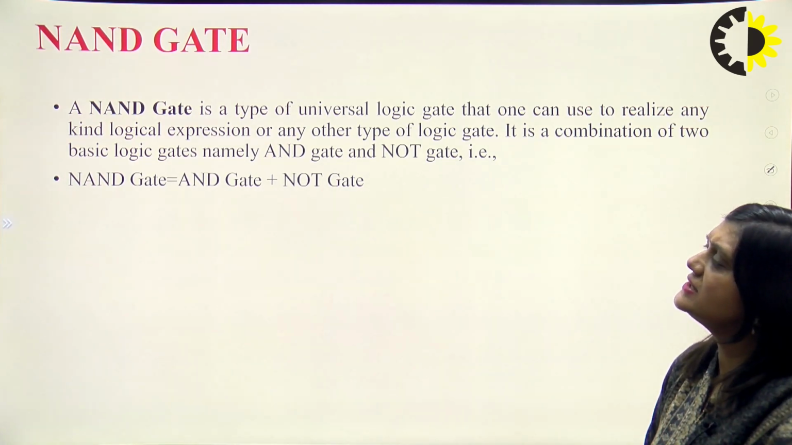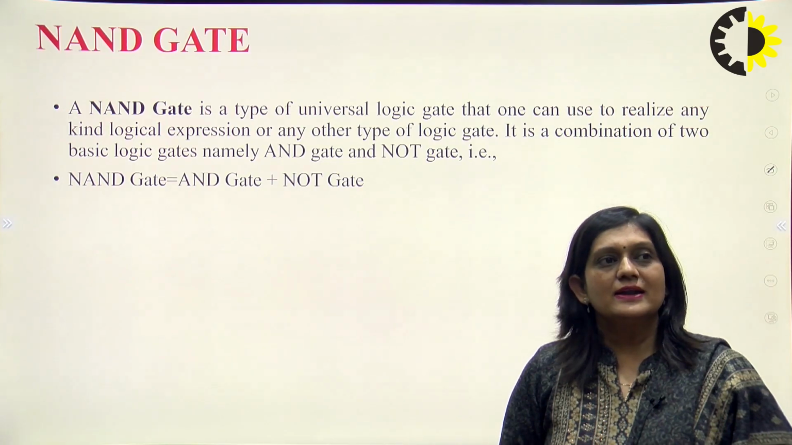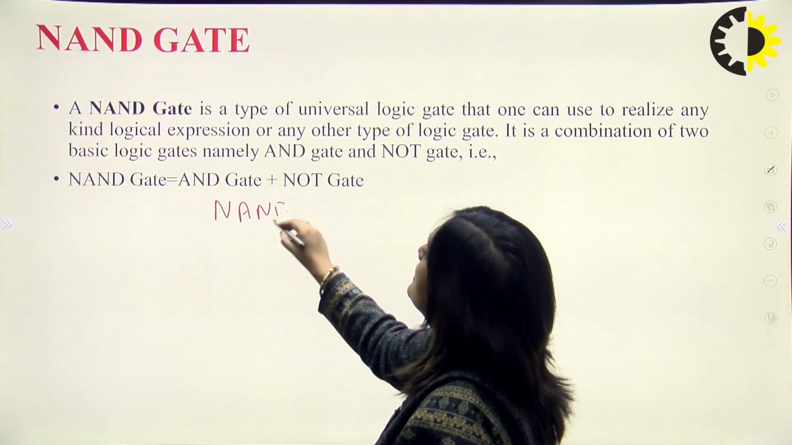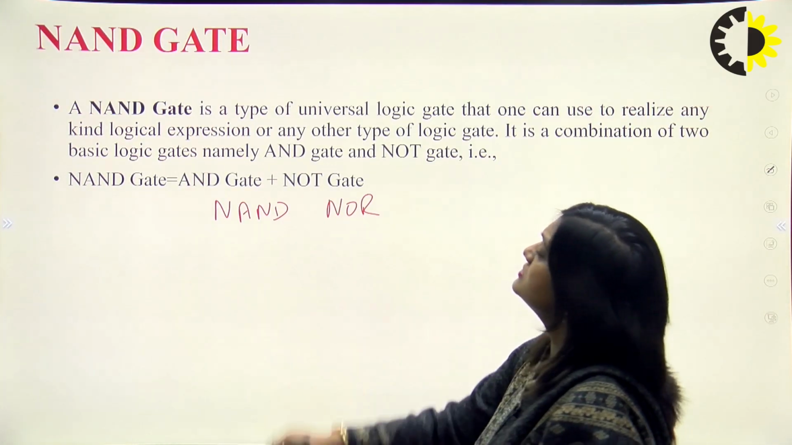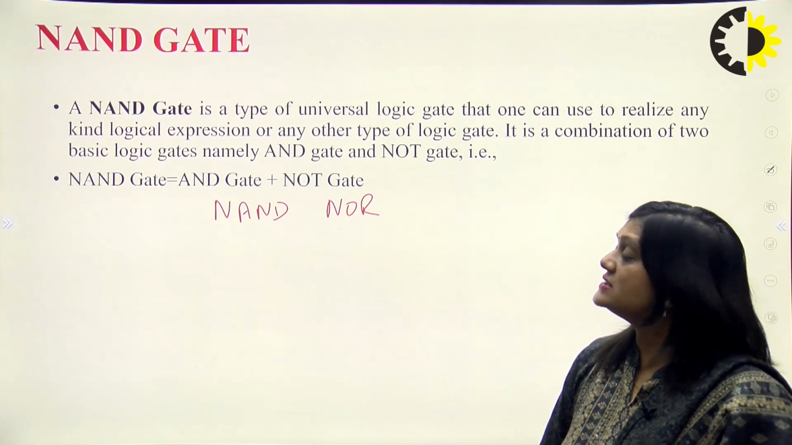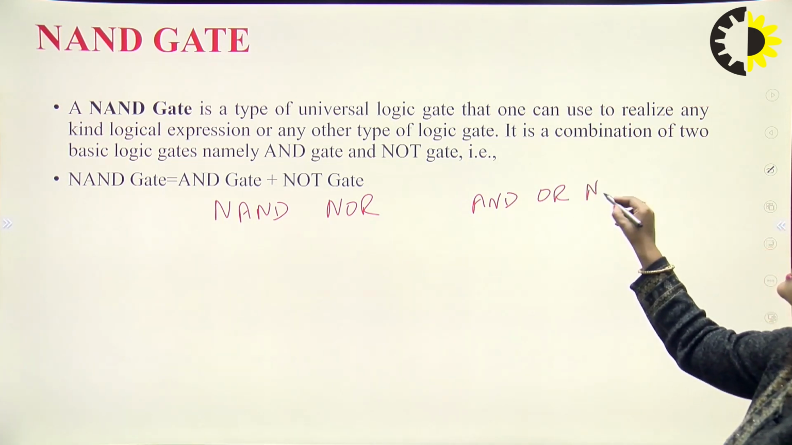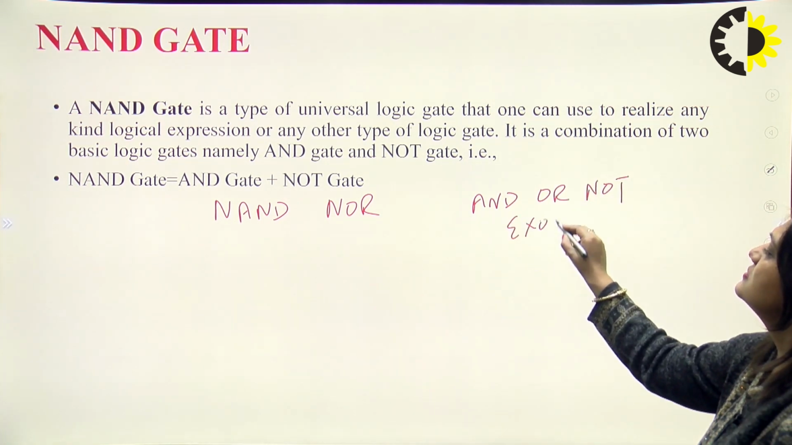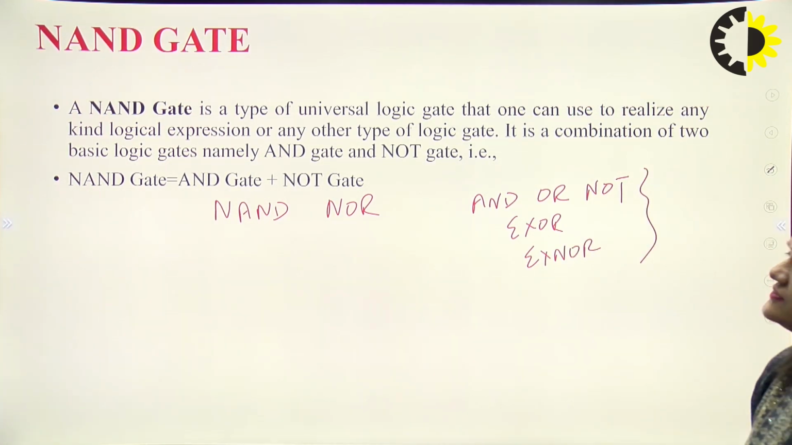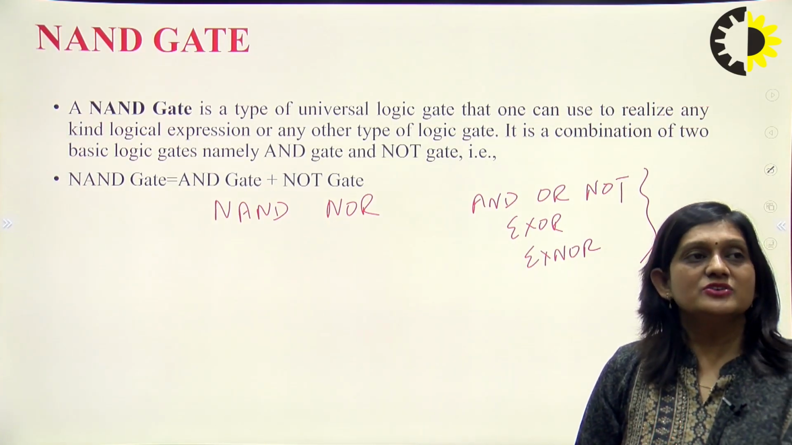So basically the NAND gate is a universal gate. So what are the universal gates? NAND gate and NOR gate. Both these gates are used as universal gates, because other gates like AND, OR, NOT, EXOR, XNOR, all these gates can be designed with the help of NAND and NOR. That's why NAND and NOR are termed as universal gates.